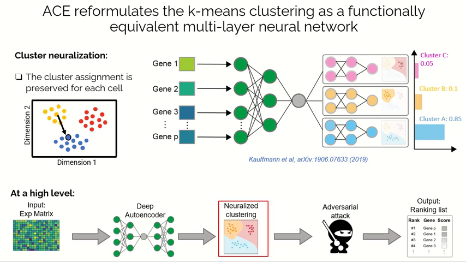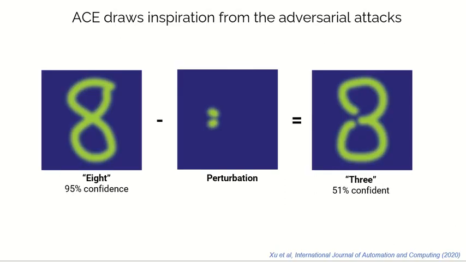Now, by concatenating the cluster neuralization and deep autoencoder together, ACE is able to attribute the cell's group assignment all the way back to the input gene through the concatenated neural networks. As the name suggested, ACE draws inspiration from the concept of adversarial machine learning, where minimum perturbations are maliciously crafted to mislead a machine learning model to misclassify a given sample. But here, we repurpose the malicious adversarial attack for a constructive purpose.